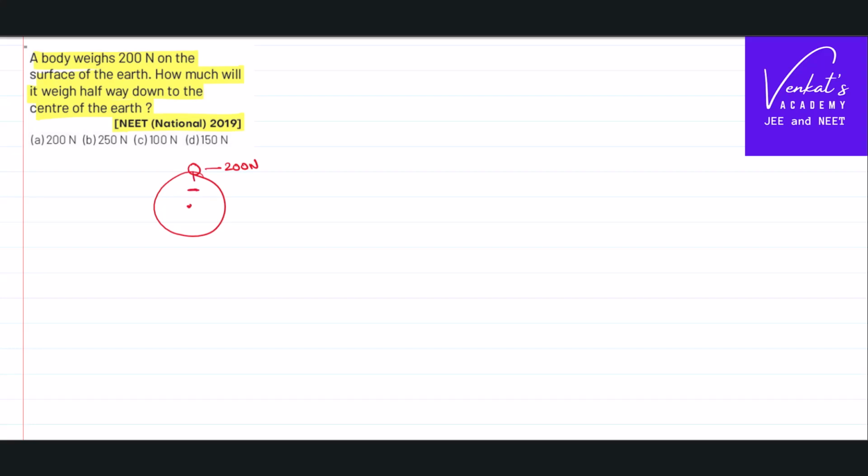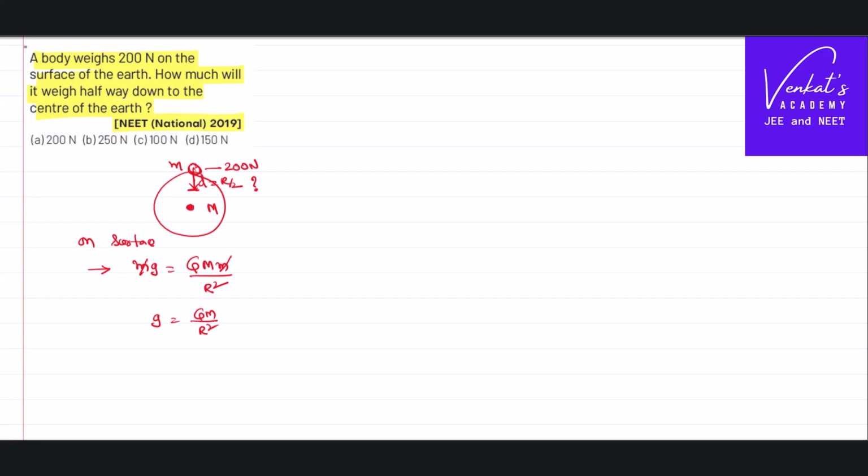Somewhere in the journey, at a depth equal to half the radius, what is its weight? That's the question, right? Assuming that the entire mass is concentrated at the center of the earth. This is another body of mass m. Now, I know the relation between small g and capital G. When it is on the surface, its weight mg is provided by the gravitational force GMm by R square. So g equal to GM by R square can be used on the surface.